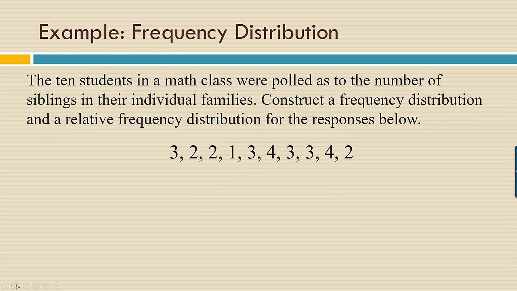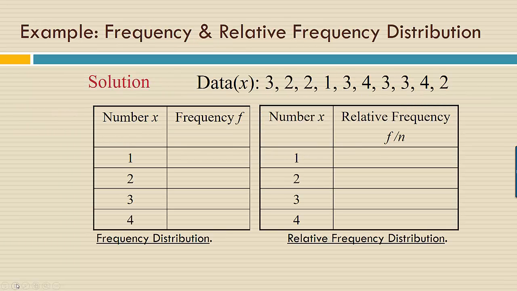Let's look at another example. We're told that 10 students in a math class were polled as to the number of siblings in their individual families, and were asked to construct a frequency distribution and a relative frequency distribution for the responses. Here we've listed the data from the survey, and we've set up 2 tables. The one on the left will be our frequency distribution. The other table is for our relative frequency.